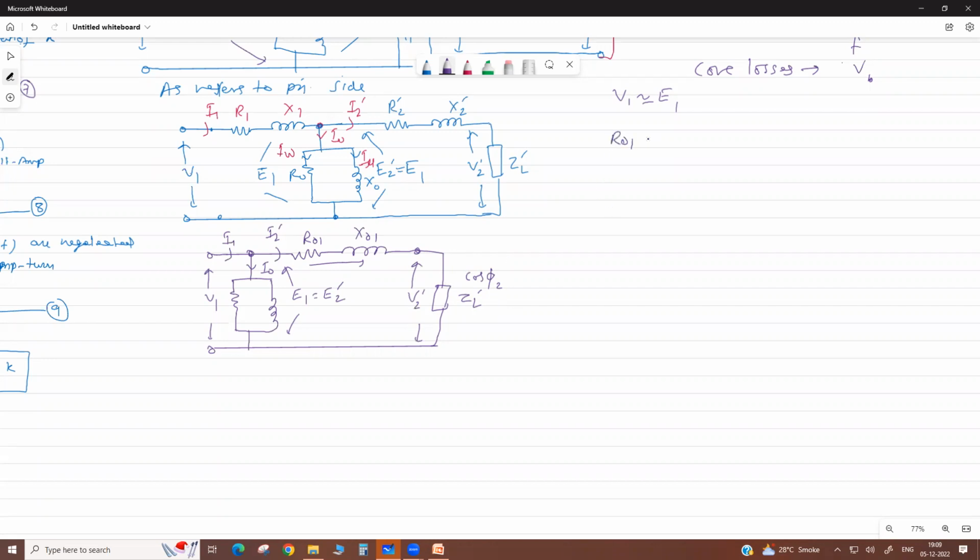So what is the R01? R01 is the total equivalent resistance as referred to primary side. X01 is total equivalent reactance, my dear, reactance. Then Z01 equals to total equivalent impedance, the square root of R01 square plus X01 square. Okay.